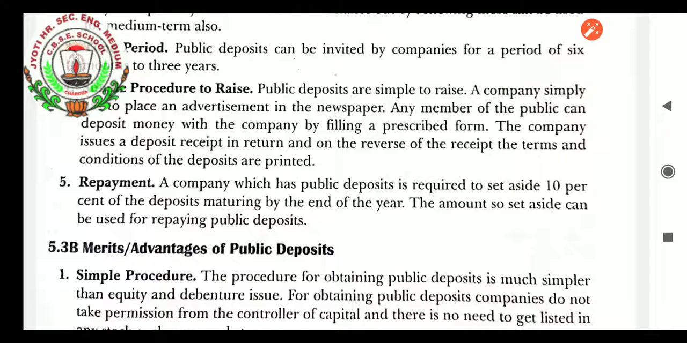So this was the public deposit, students. The merits and disadvantages of public deposits and other types of borrowed and owner's funds, we will continue in the next class. For today's class, this much only.